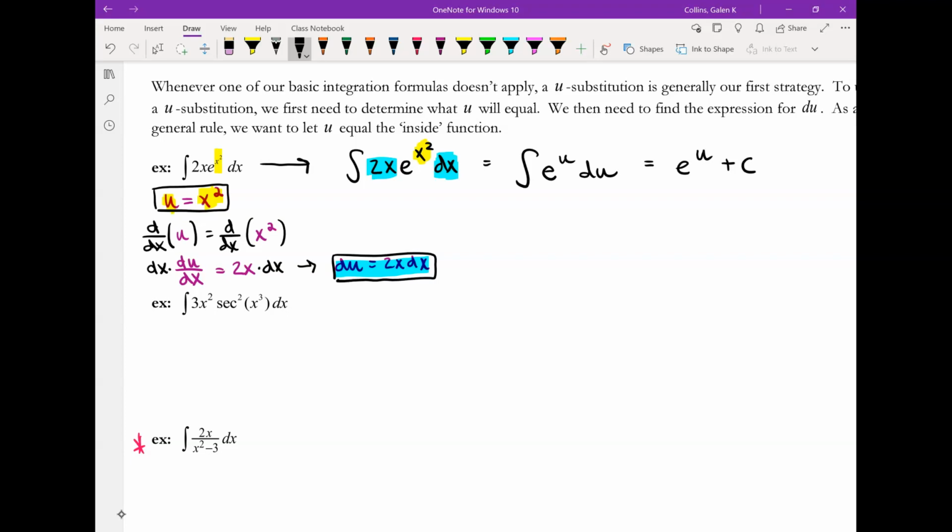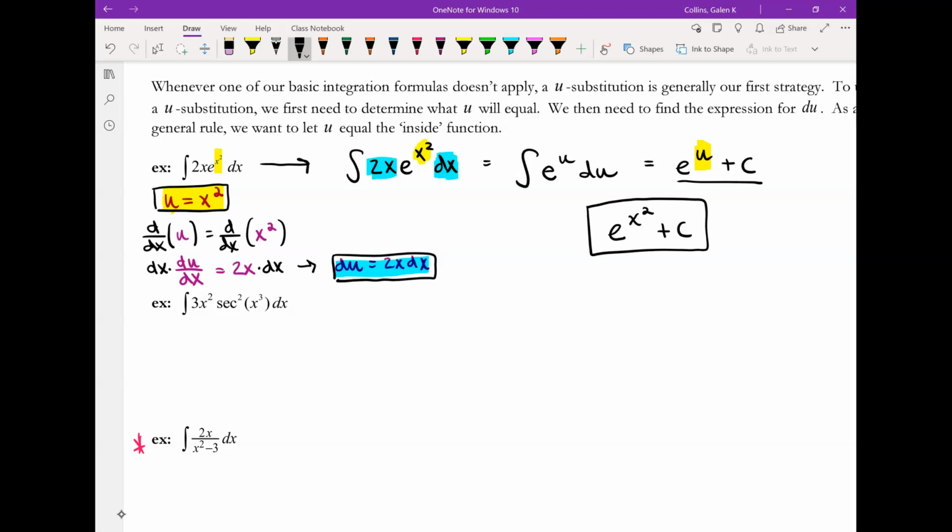So lastly, if we are asked to find the antiderivative of 2x e to the x squared dx, we need to rewrite this in terms of x. So once we get this antiderivative, I'm just going to go back and substitute for u my x squared. So my final antiderivative is e to the power of x squared plus c. And if we take the derivative of that, we should get 2x e to the x squared.